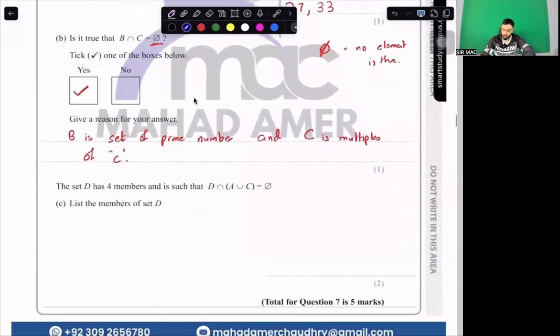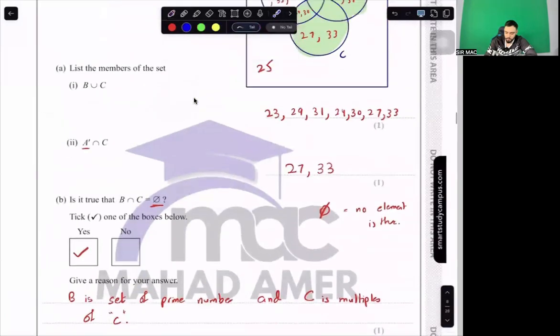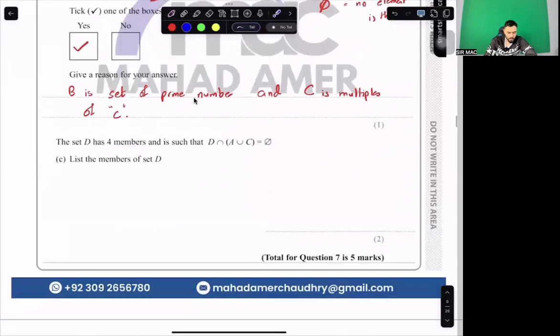Okay. The set D has four members. So there's a set D that has four members.